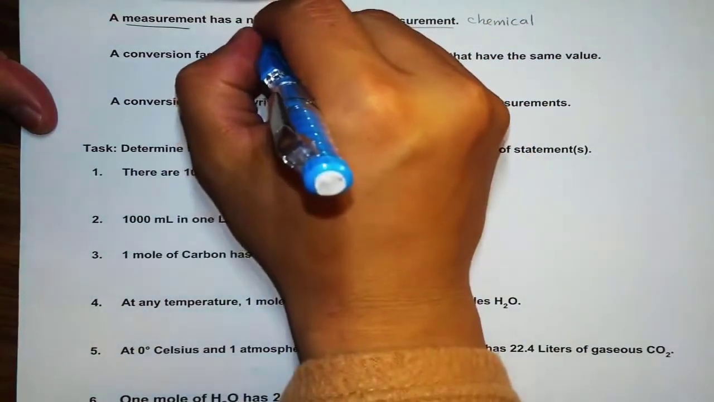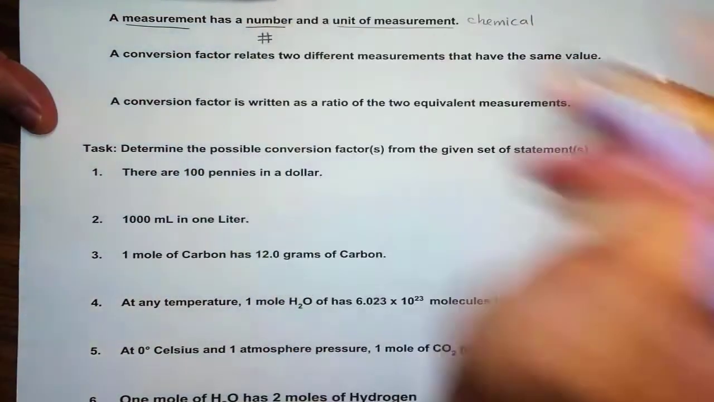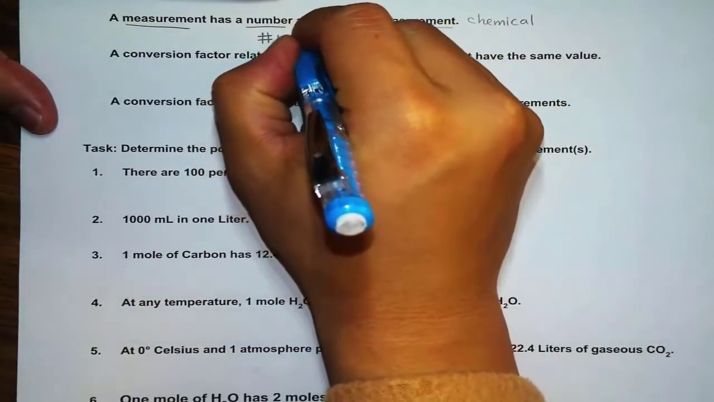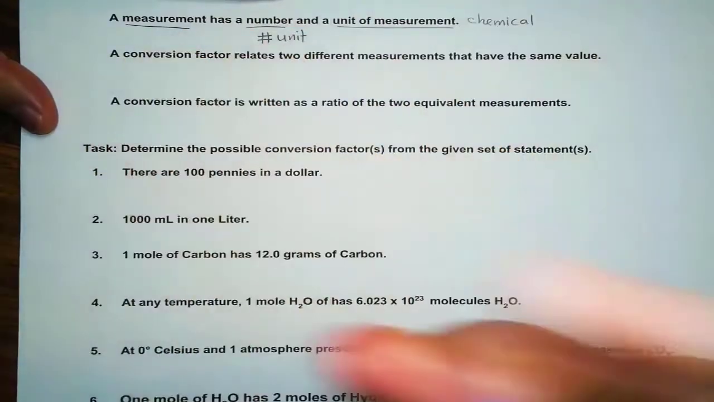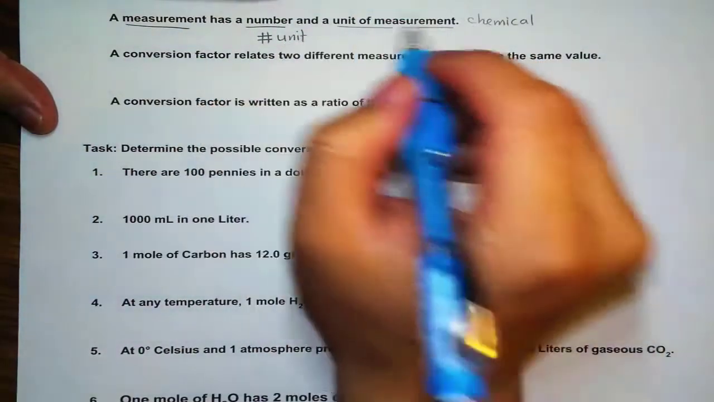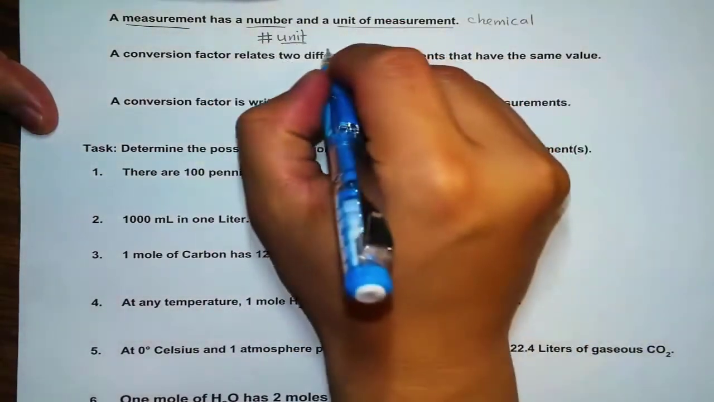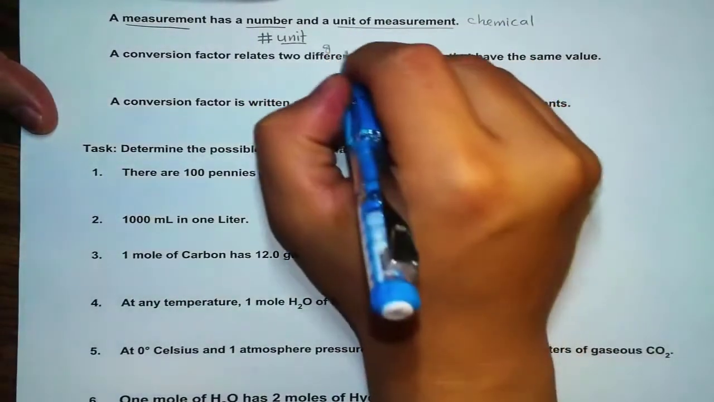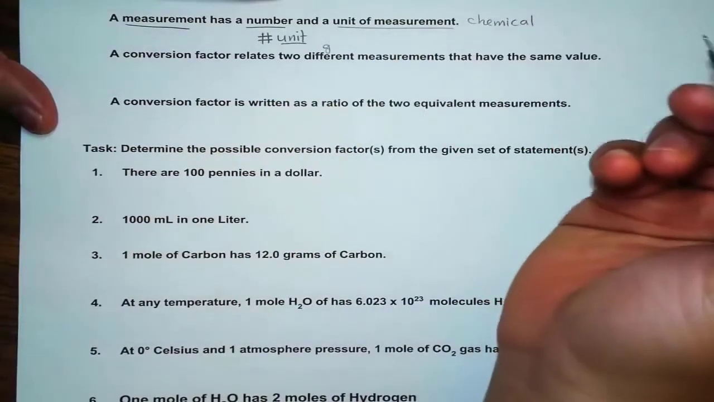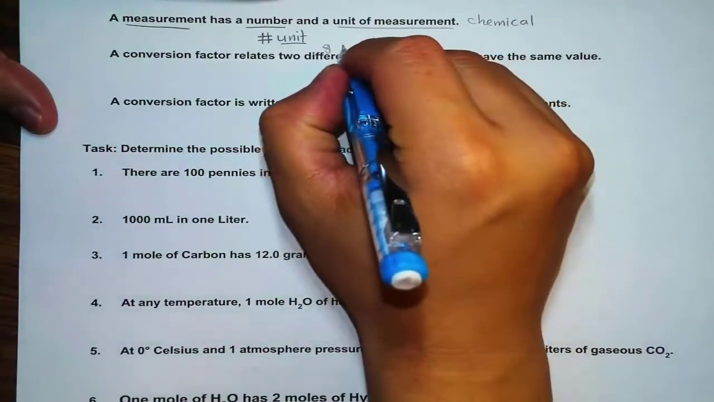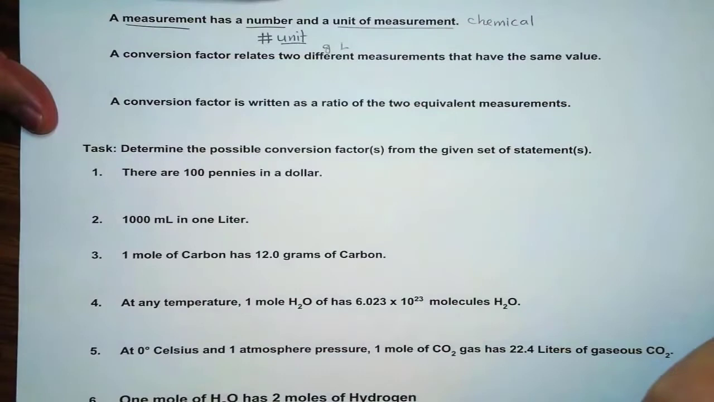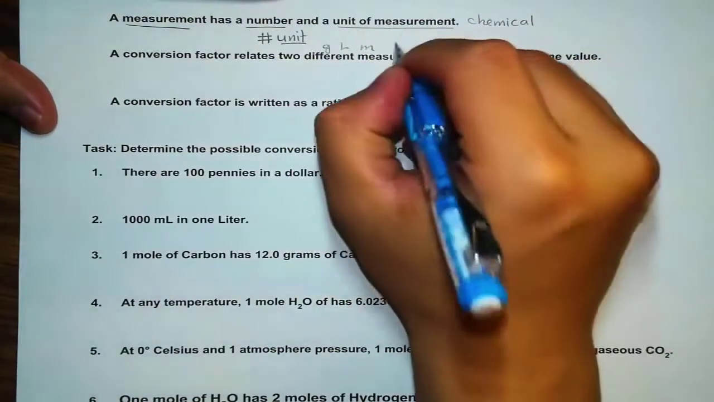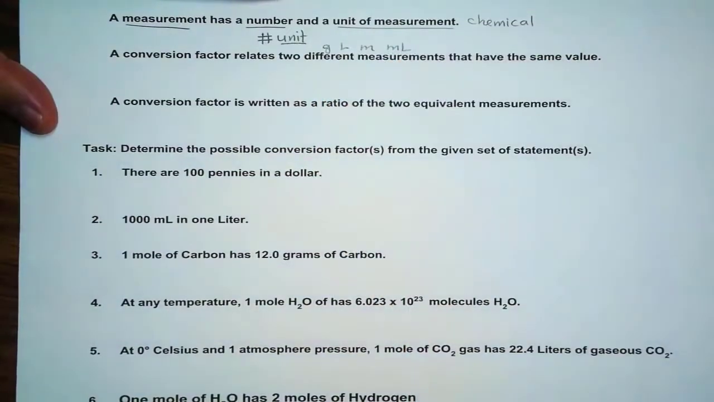So what about the number? The number could be anything. It could be any number, right? And of course, followed by the unit. And of course, the unit could be any unit. And what are some of the common units that we know? For example, we have gram, represented by the letter G. Or we have milligram, represented by mg. Or we can have liters, or we can have meters, or we can have milliliters. All of those are units.